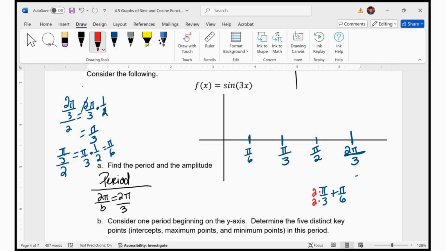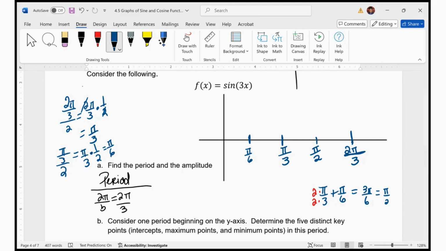I bet y'all didn't think fractions were going to be showing up so much in trig. Y'all thought y'all passed fractions, didn't you? Yeah, I know it. It would be nice. And y'all said, ooh, I don't have to deal with fractions anymore. Sorry, rude awakening. All right. Very good.